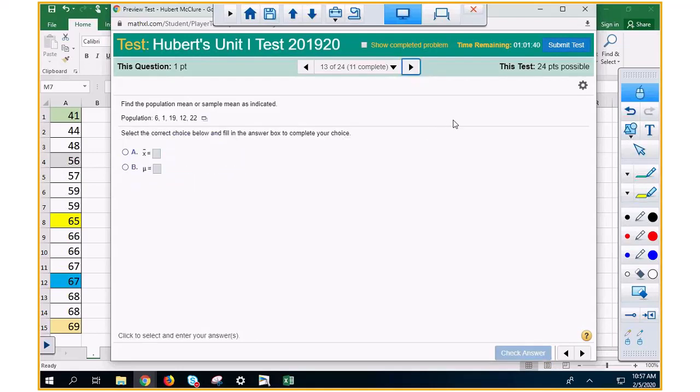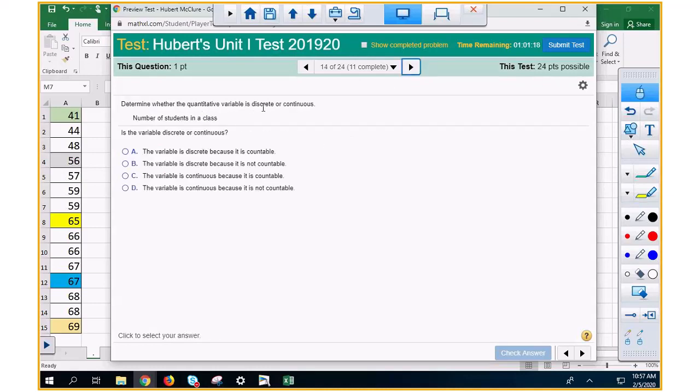Okay, this is find the population mean, sample mean. Now be careful here. What does it say right here? Population. So don't pick X bar. What do you pick? The Greek letter. Population, Greek letter. That's two questions in one.